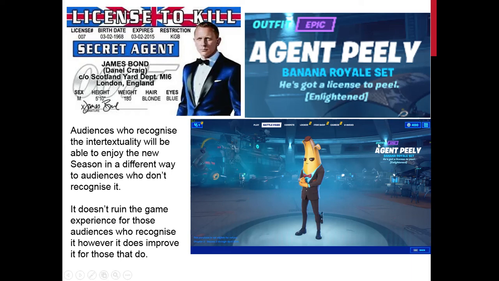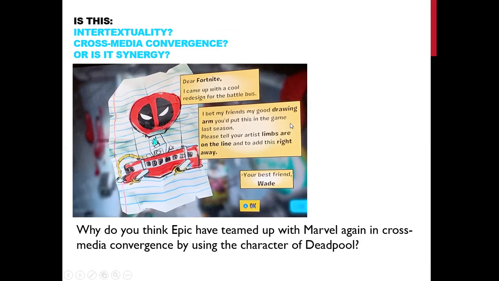Intertextuality is one of our key concepts for this lesson. So, is this intertextuality, is it cross-media convergence, or is it synergy? Now we've got this, and clearly we've got a reference to Deadpool here, and there's some text that goes along with it.